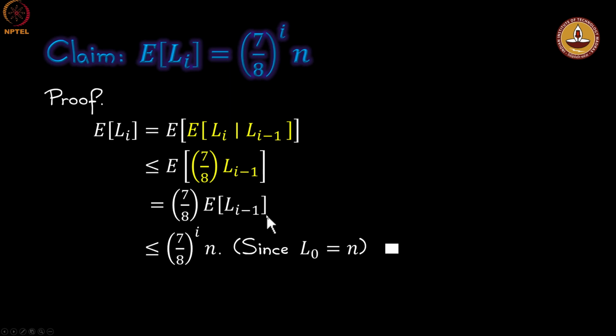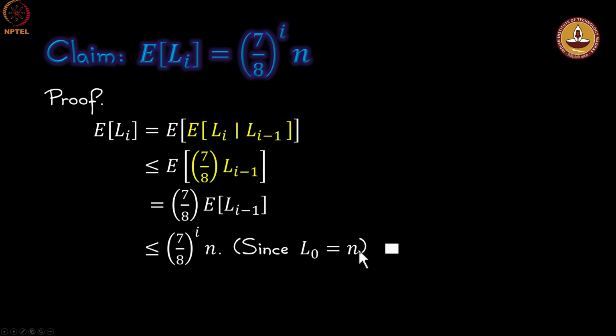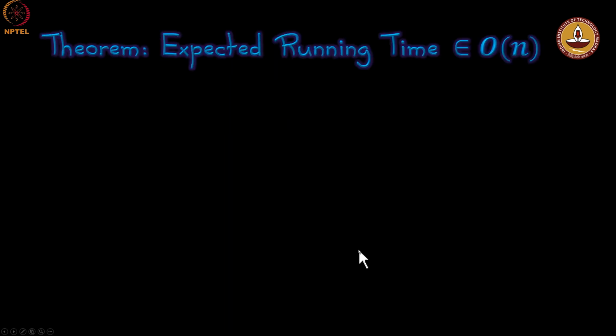And you can continue this recursively, and as a result, we would get expectation of Li to be 7/8 raised to the power i times n, because when the recursion ends at L0, you will just have n over there. So how does this impact the running time? We claim that the expected running time is O of n, and let's see why that's the case.